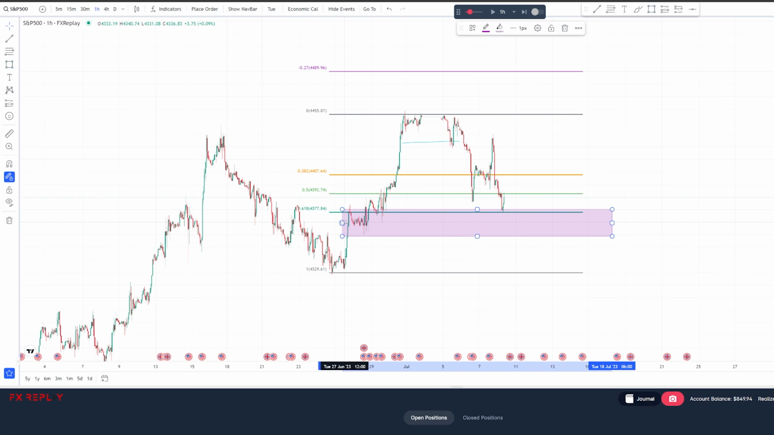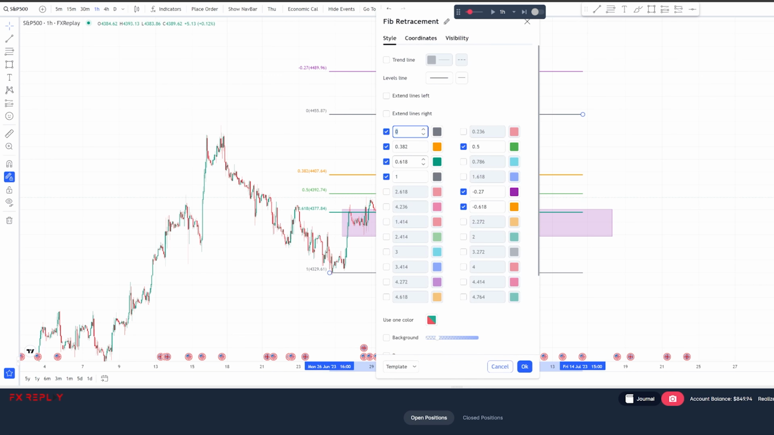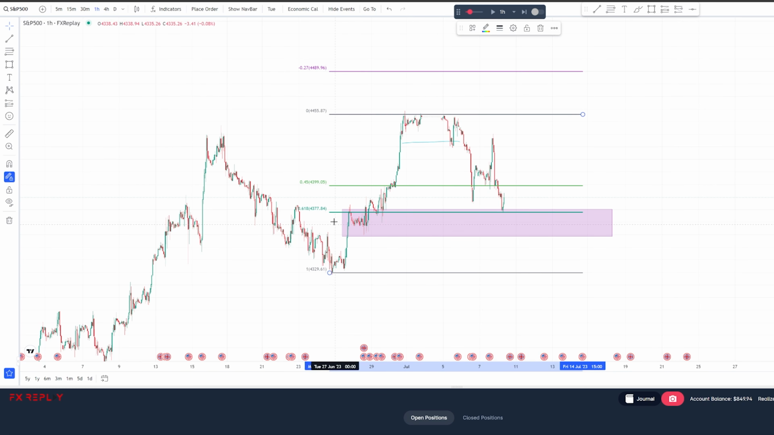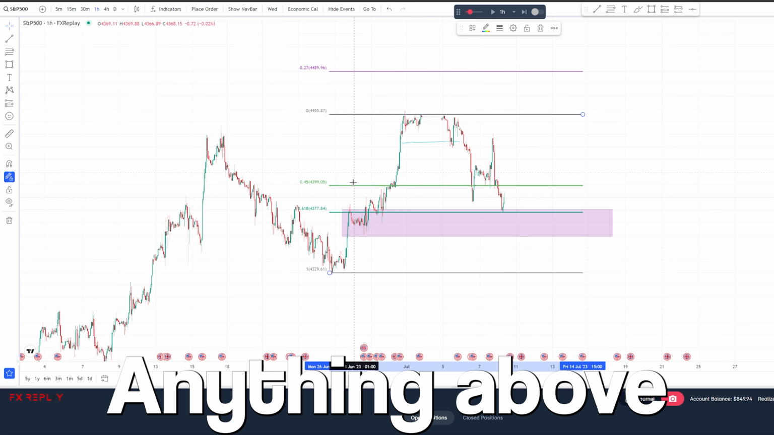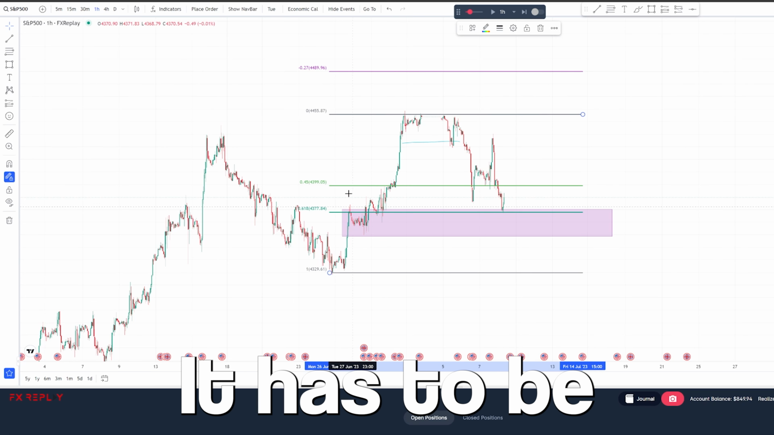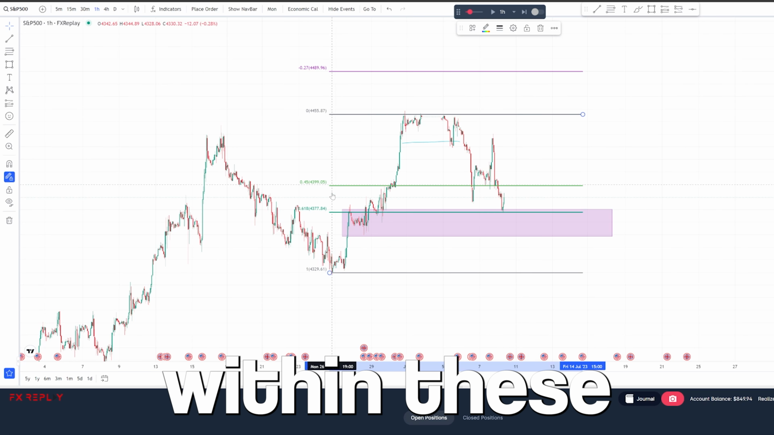Now, immediately off the Fibonacci, usually anywhere from the 0.618 to the 50% mark are your golden levels. And these are the levels that we are using, by the way. If you want to see this, you can. We're just going to go ahead and use the 0.45. That is my key level. From this to this is kind of where I'm looking for the valid supply and demand levels. Anything above it, I do not care for. It has to be within this box, within these lines.